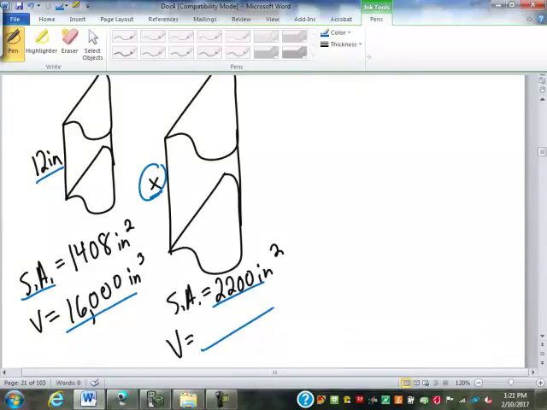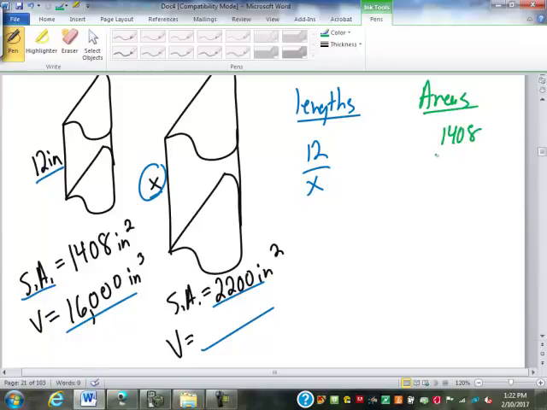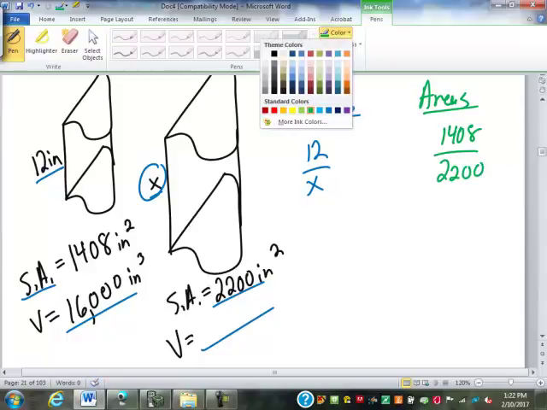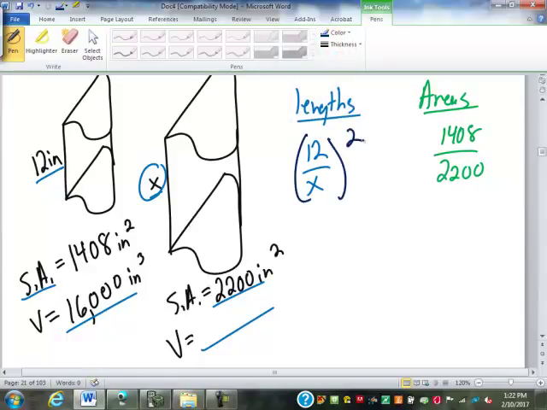So we don't have a ratio of lengths here. A ratio of lengths is 12 to x. However, we do have a ratio of areas, which is 1408 to 2200. So we can do this. Now I know that we can do. So 12 squared is 144, and x squared is x squared.